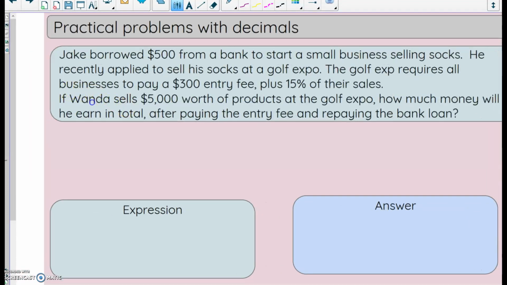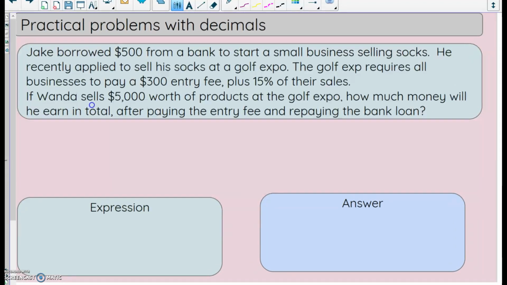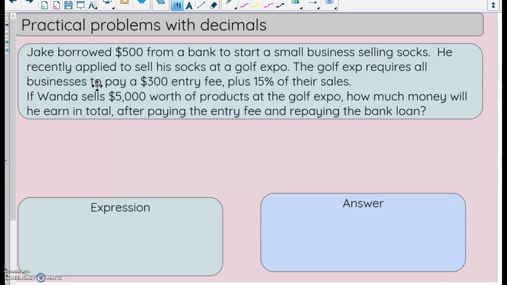If Jake, and that's a typo, we'll fix that, sells $5,000 worth of products at the golf expo, how much money will he earn in total after paying the entry fee and repaying the bank loan?